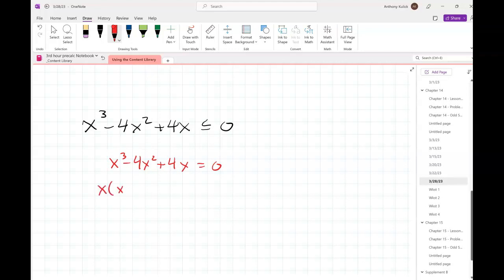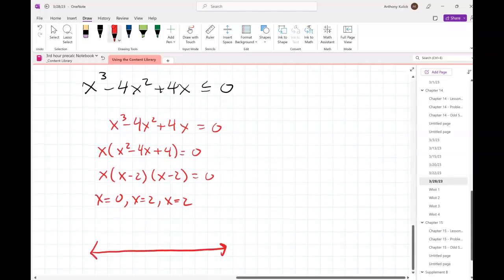Yeah, absolutely. Take an x out. Very good. And the piece that's left, you should be able to factor that, right? 2, -2. X minus 2. Good. X minus 2 and x minus 2. So I have 0, 2, and 2, right? Does that feel okay?